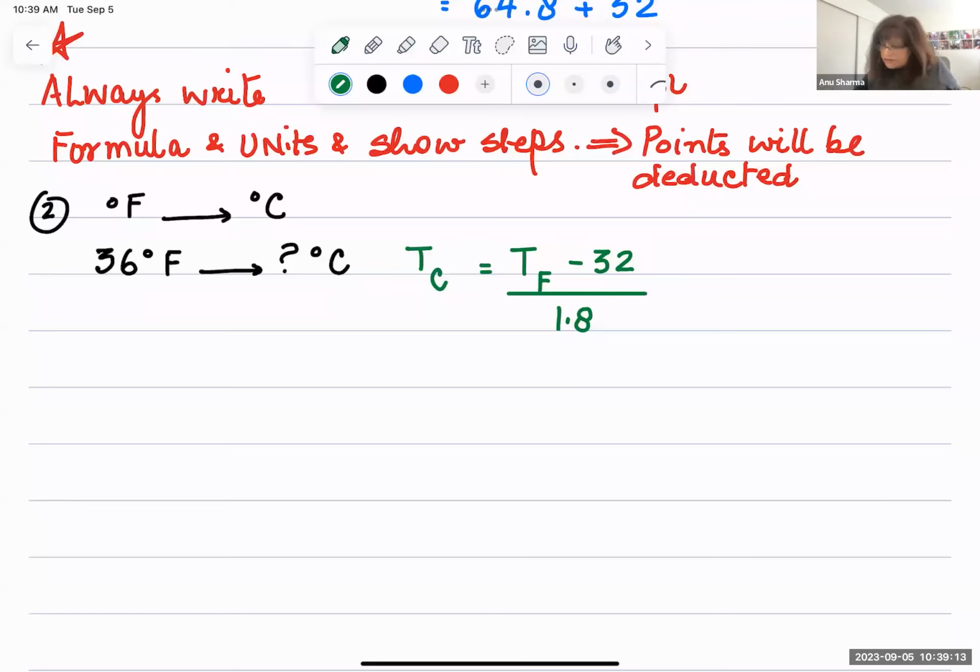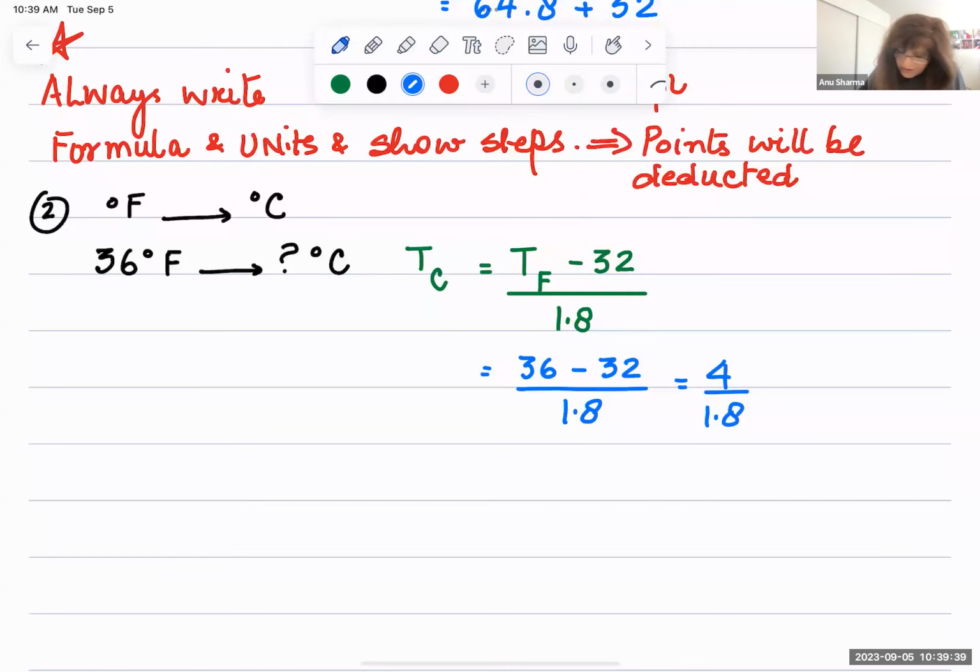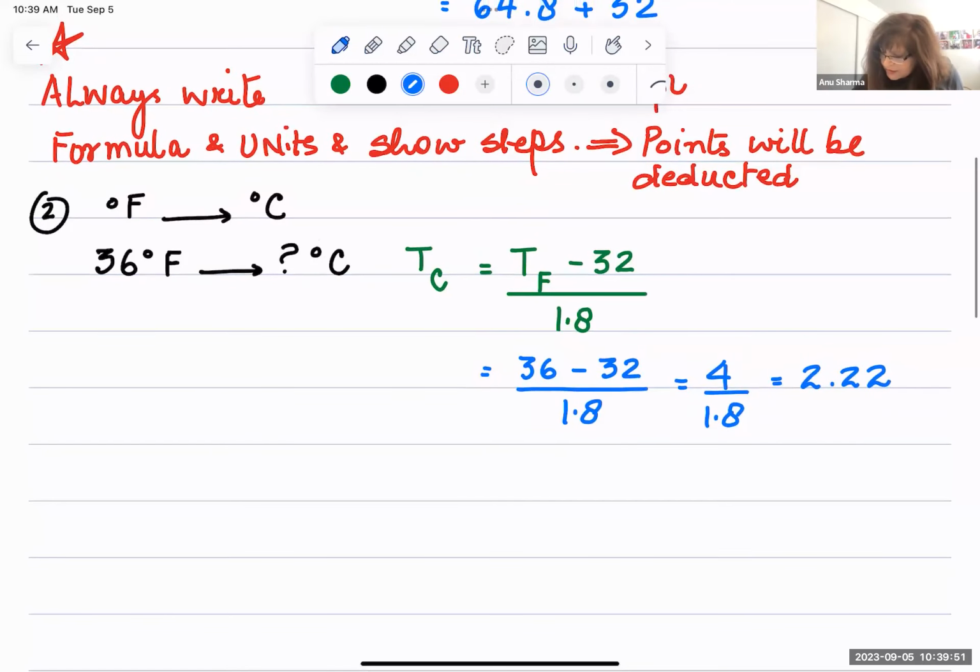So now what you're going to do is put in 36 minus 32, divided by 1.8. So 36 minus 32 is equal to 4. 4 divided by 1.8, and you get 2.22. So here, basically 2.2. Now, keep this in mind. If this is the two significant, oh, sorry.